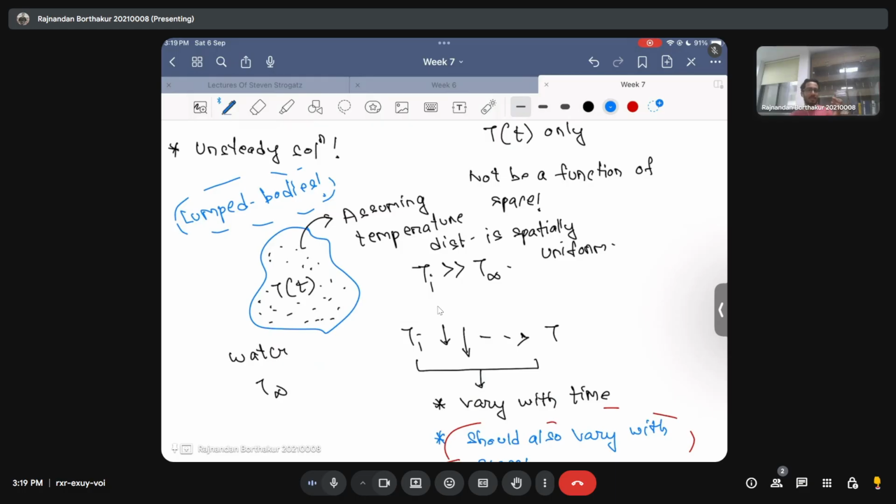We'll call it capacitance. The reason why we call it capacitance, I'll explain to you in the subsequent time. But at least now you know why this is known as a lumped body. The reason why this is called a lumped body is because we are assuming that at each and every time stamp, my temperature profile is spatially uniform. That is, it is not a function of space.